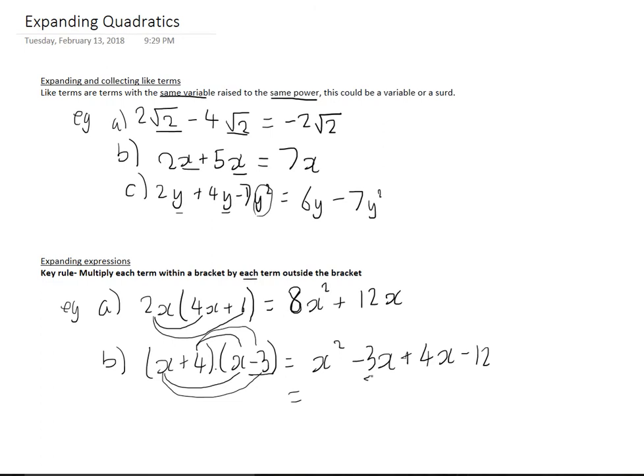Okay, then you just collect like terms. So you've got x squared, and remember that negative, so it's negative 3x plus 4x, which is plus x, minus 12.